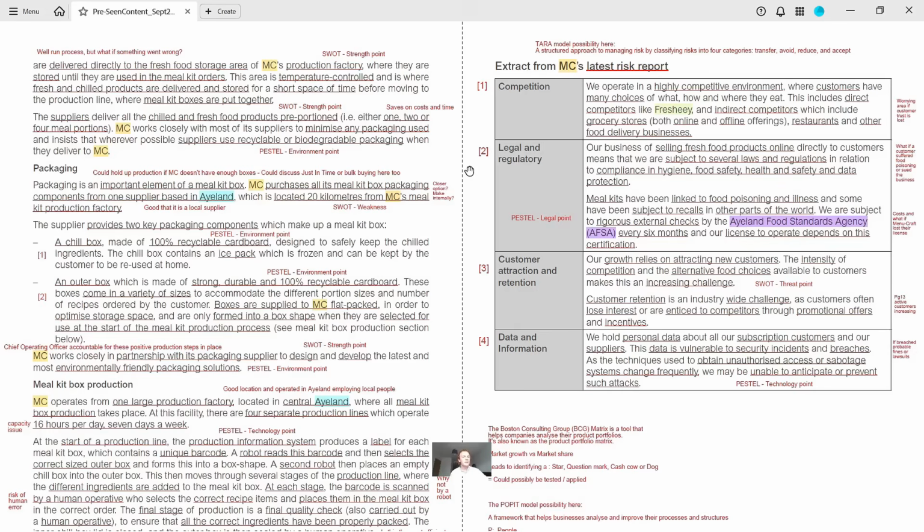We then come on to the supplier providing two key packaging components which make up a meal box. So you've got a chill box and an outer box. Really good for the environment. Both of them are recyclable.